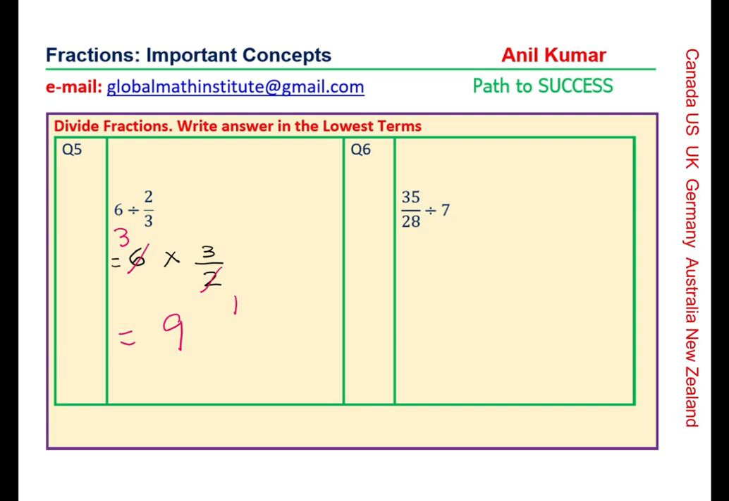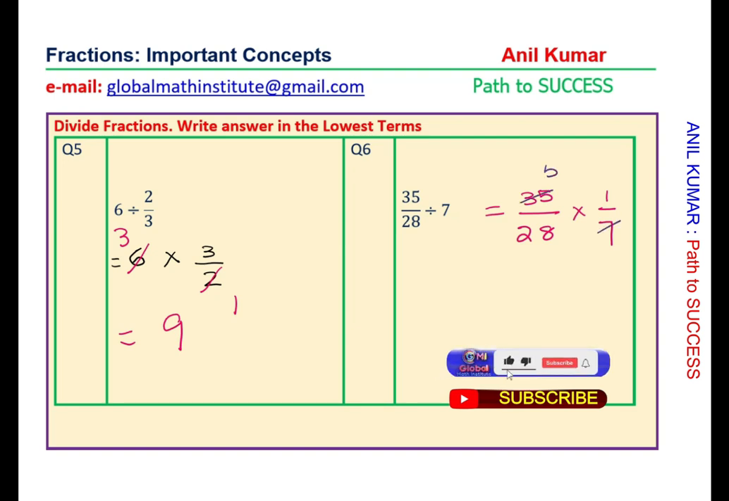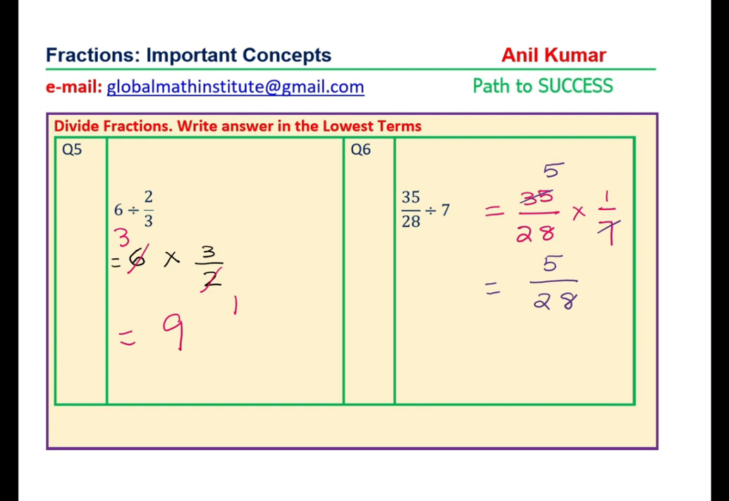Question number 6, we are dividing by a whole number. Now, these two are also very interesting cases. Sometimes students get confused. Right. So here we have 35 over 28, which remains as such. Division is changed to multiplication. 7, actually 7 over 1. Flip it and it becomes 1 over 7. And then now we have a multiplication statement where we first simplify, then multiply. 7 goes 5 times in 35, and now we have our solution, which is 5 over 28. Perfect. So that is our solution.